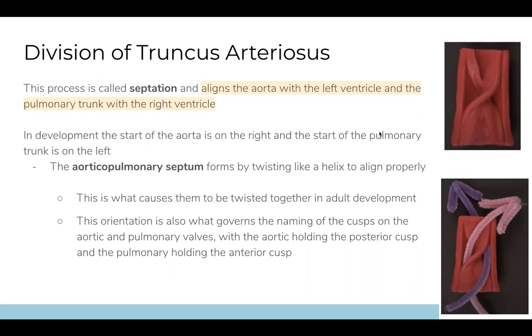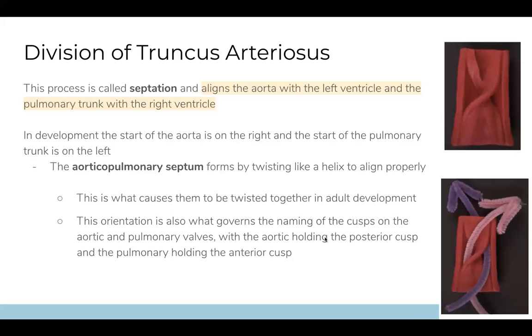In development, the aorta is initially on the right and the pulmonary trunk is on the left. So this septum needs to do a twisty twist so that blood passing through goes in the opposite direction to the one it starts in. In the adult, they're closely intertwined, the aorta and the pulmonary trunk. The aorta goes behind it and then comes in front of it. This twist is what causes them to be twisted together in adult development.